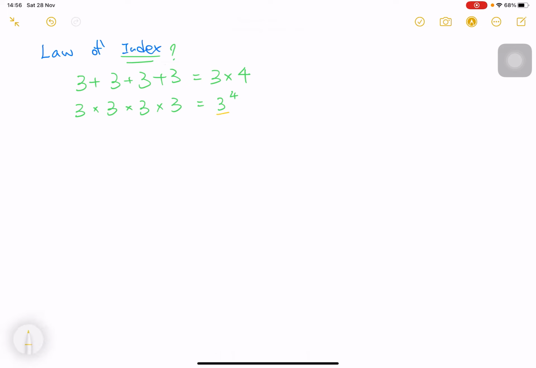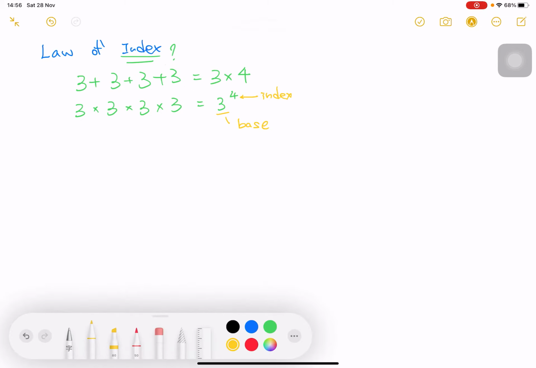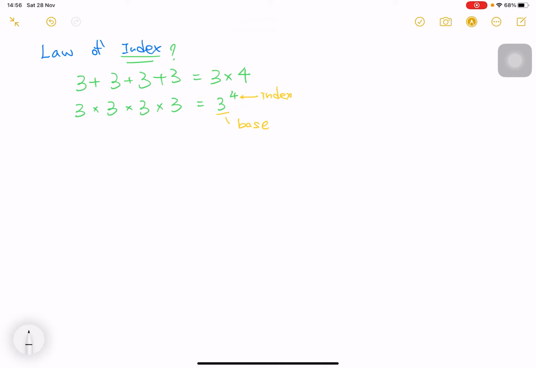In this situation, 3 we call it the base, which means that this number is repeated many times. And how many 3s are repeated? We can see there is a 4. We call it the index. We saw that 3 is repeated, it times itself for 4 times. So we can write down 3 to the power of 4. So this is the way that we use the index.